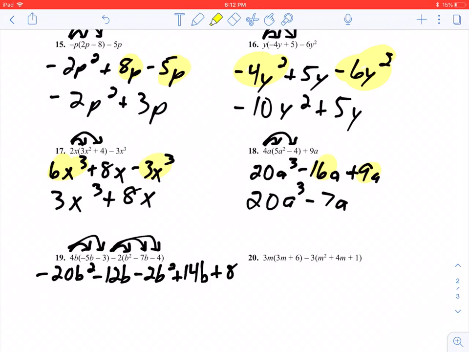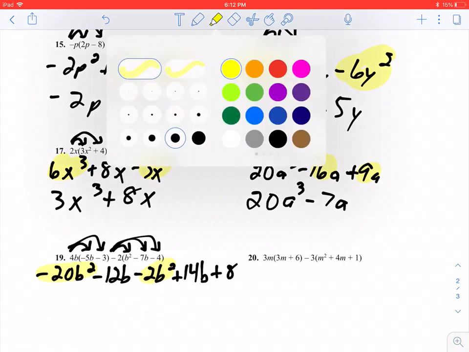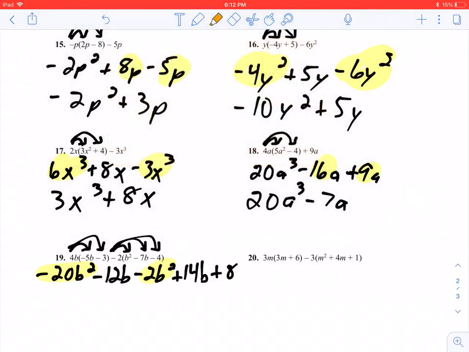Now we got to go through and take stock of all of our like terms. There's a b squared here and a b squared there. There's a b here and a b here. And then, of course, the 8's kind of off by itself. So negative 20b squared minus 2b squared is negative 22b squared. Negative 12b plus 14b is 2b. And then we have our plus 8.